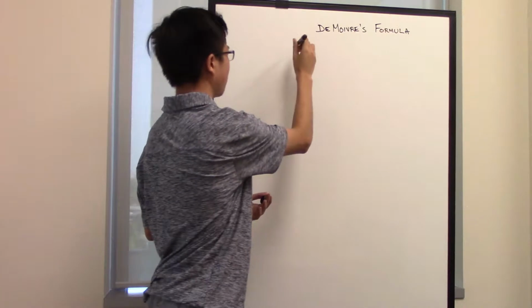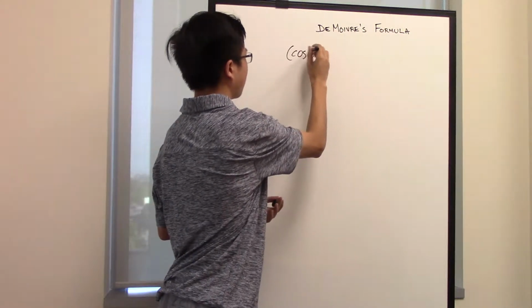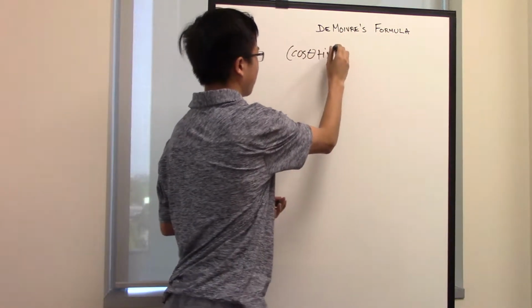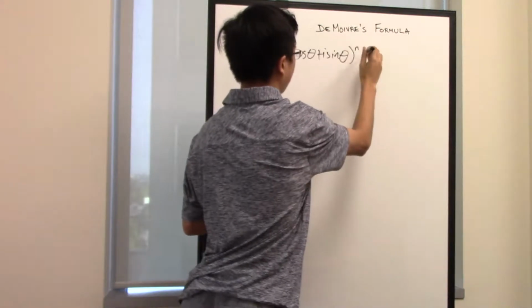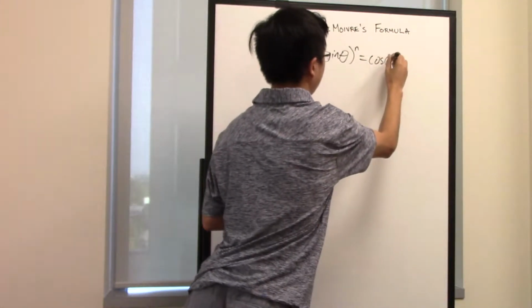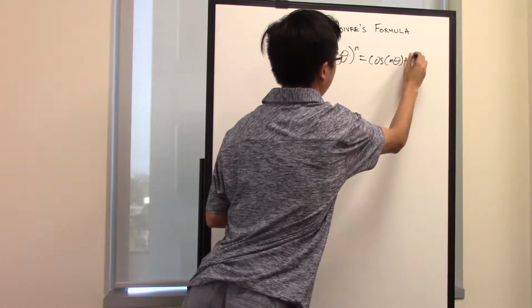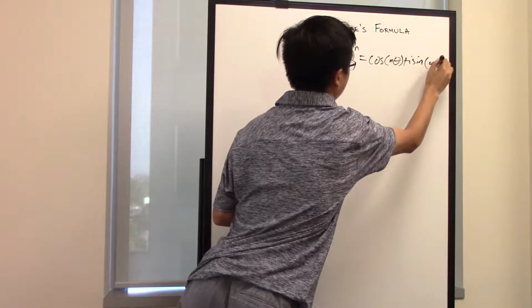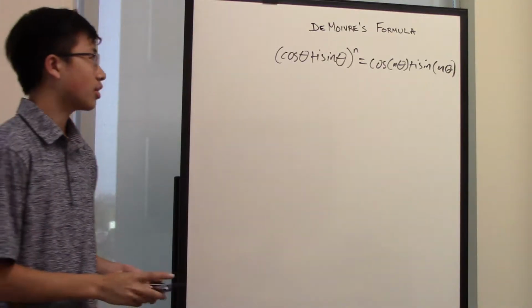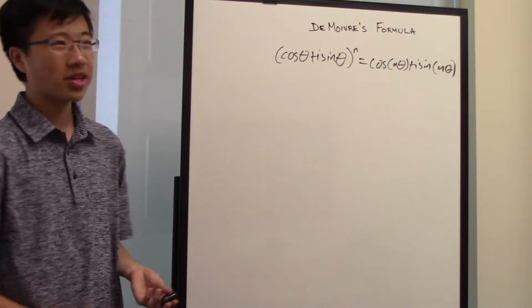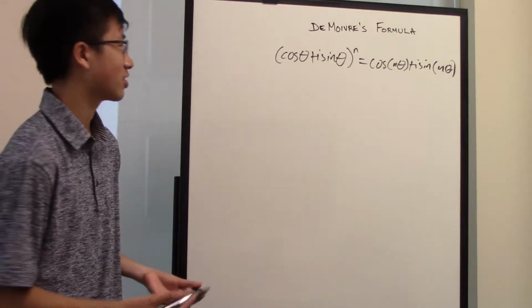So this is DeMoivre's formula. It's (cosine of theta plus i sine of theta) to the power of n equals cosine of n theta plus i sine of n theta. Alright, so what does this really mean? So first I'm going to talk about the polar form of a complex number.